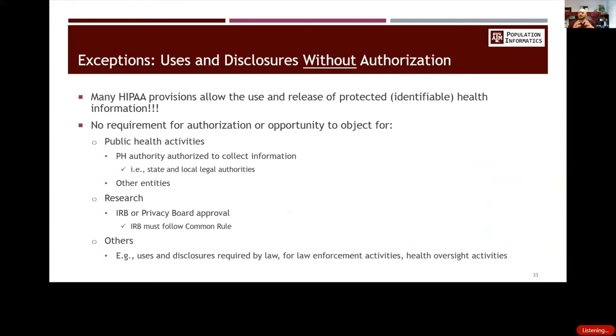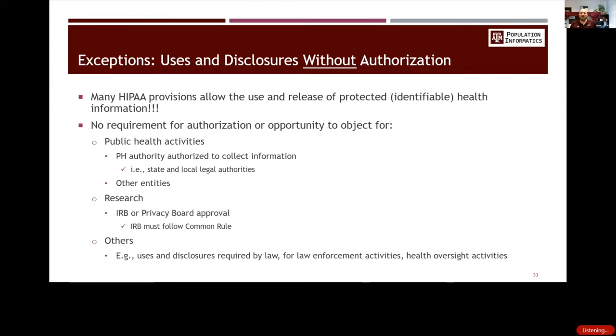Now, we've talked about our general rule. We've talked about what data are covered. What you need to know about HIPAA is there are many provisions within HIPAA that allow the use and release of identifiable health information. So if you need data for public health activities, there is a provision that allows the release of identifiable data for those activities.